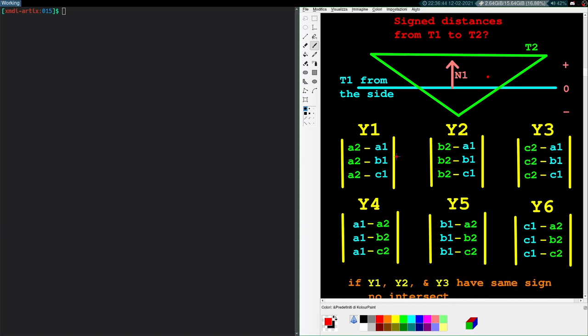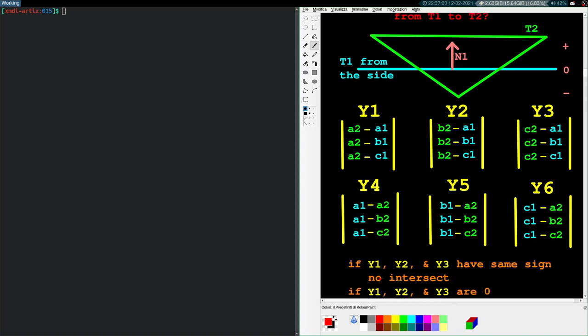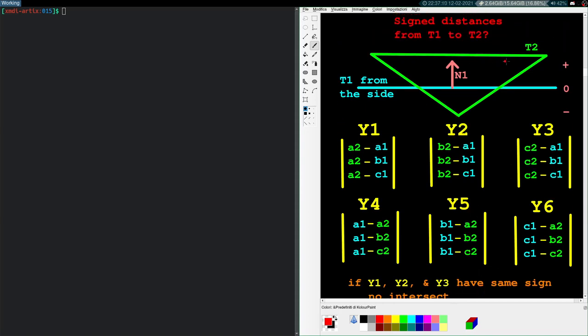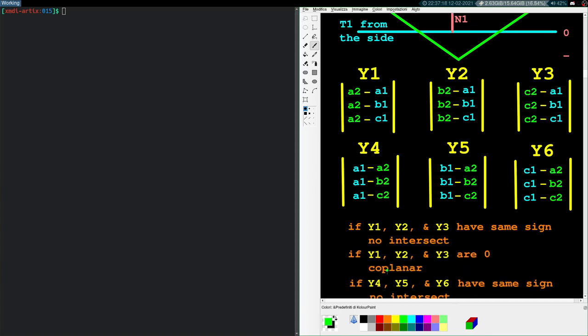So basically, you can use those determinants here, Y1, Y2, and Y3, to compute whether or not triangle T2's vertices here, A2, B2, and C2, are above the plane defined by A1, B1, and C1. So if Y1, Y2, and Y3 have the same sign, there's no intersection. And if Y1, Y2, and Y3 are all zero, that would mean that triangle T2 is coincident, at least in the plane, with triangle T1. So they would be coplanar.